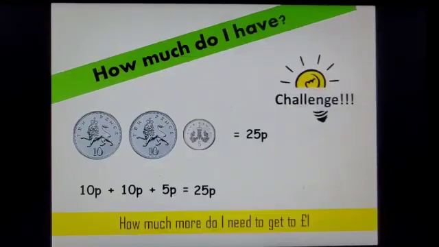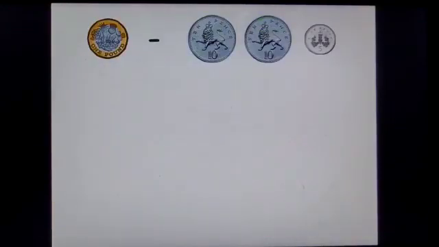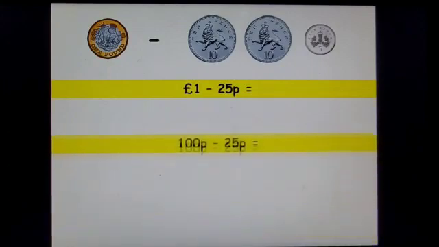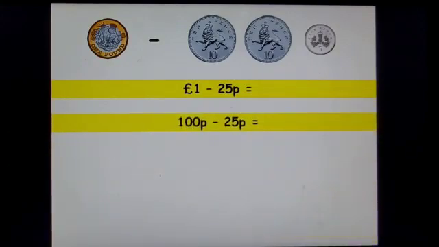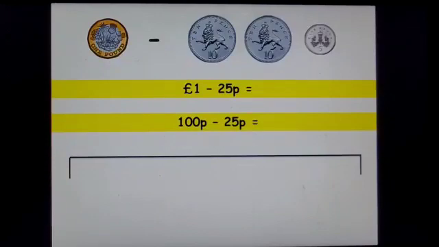A challenge for you. How much more money do I need to get to a pound? The sum I'm looking at is £1 take away 25 pence, or 100 pence take away 25. I'm going to use a number line to help me work this out, and there's 2 different ways you can do it, which I'm going to show you today. We can count up from 25 to 100. So let's have a go at that one.